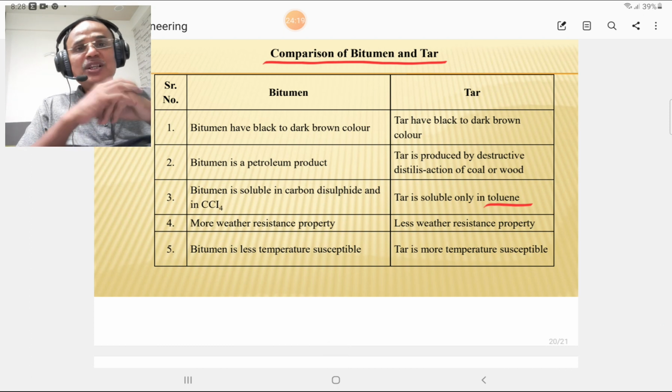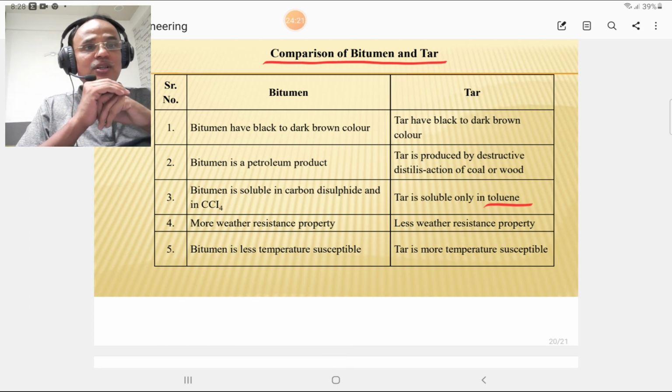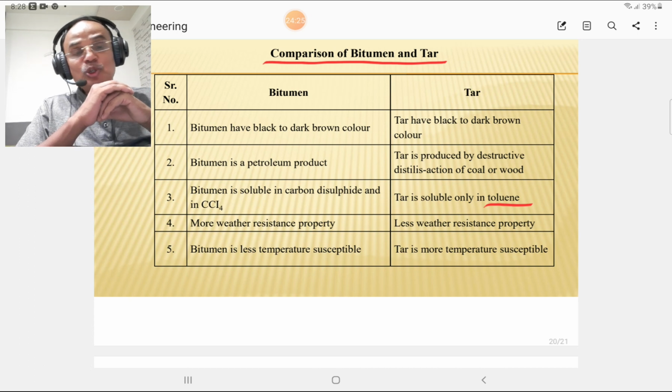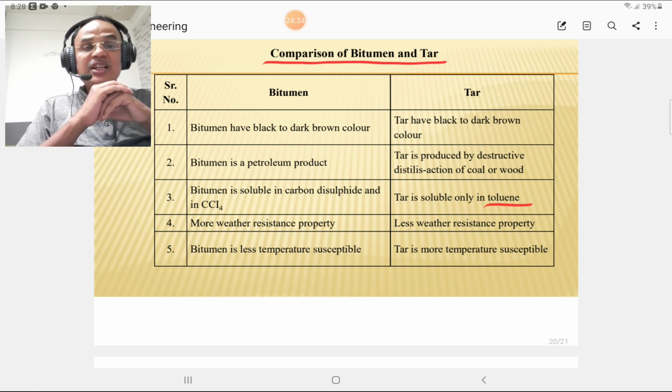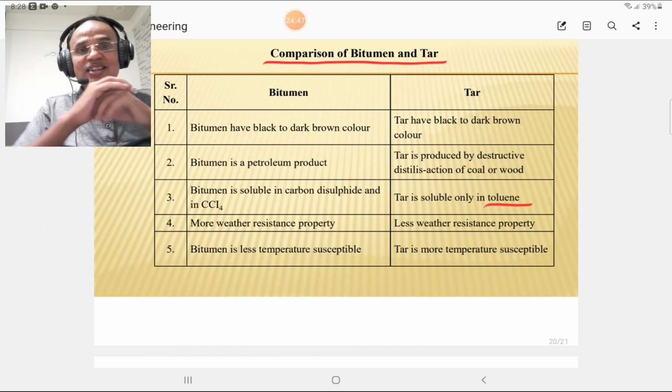Then, comparison between bitumen and tar. Bitumen is a petroleum product, that is very important, and tar is obtained by destructive distillation of coal or wood. Bitumen is soluble in carbon disulfide and in CCl4, but tar is soluble in toluene only. Bitumen has more weather resistance, but tar has less. Bitumen is less temperature susceptible, but tar is more. So bitumen is used for road construction rather than tar.